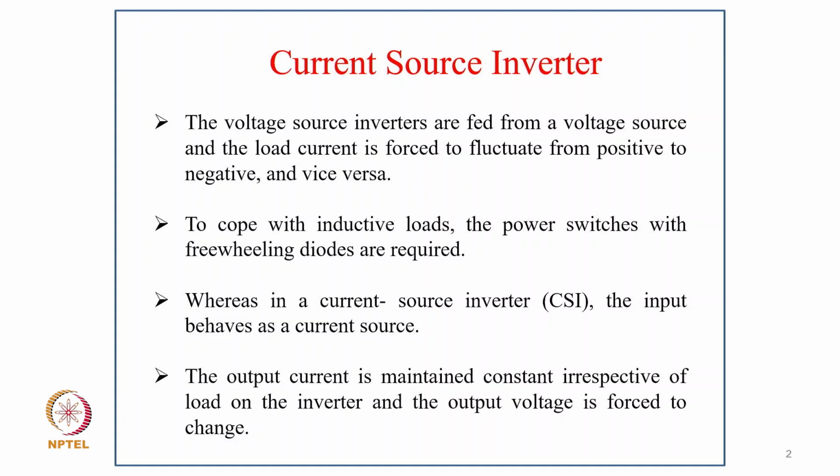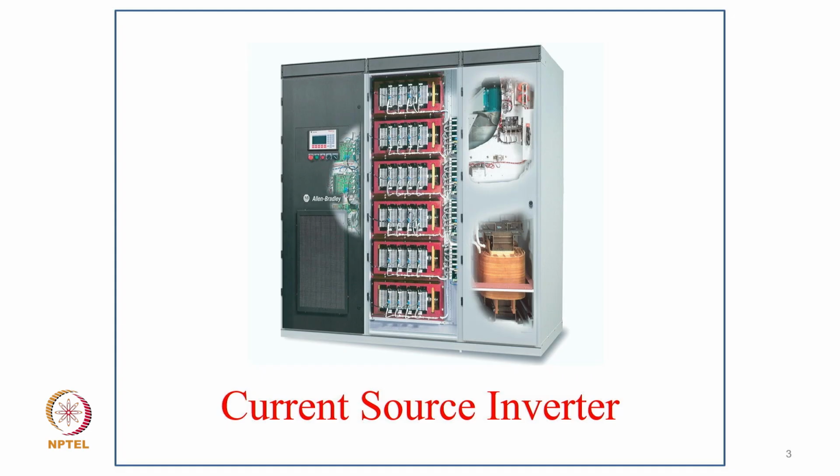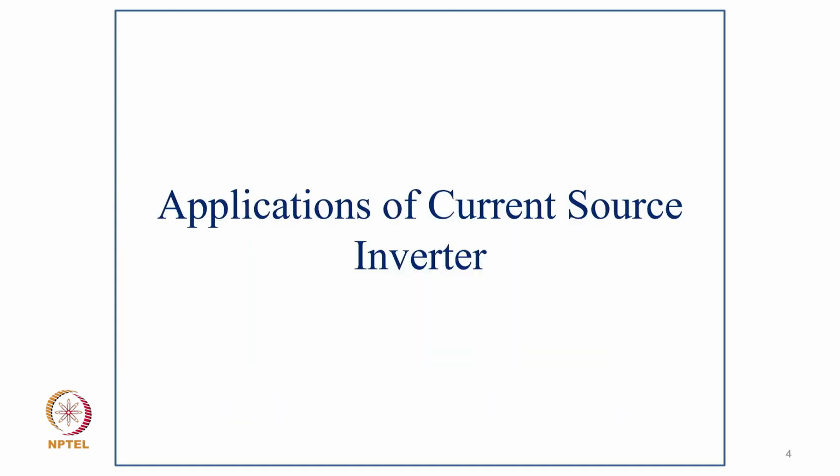Whereas in a current source inverter, the input behaves as a current source, and the output current is maintained constant irrespective of the load on the inverter, and the output voltage is forced to change. And this is a typical photograph of a current source inverter.